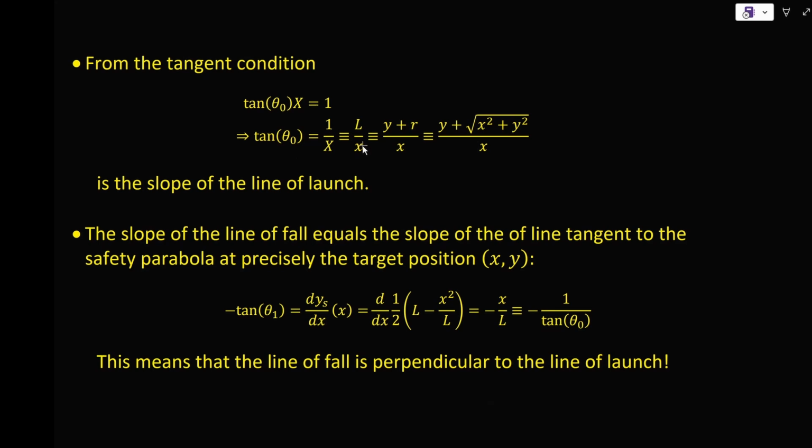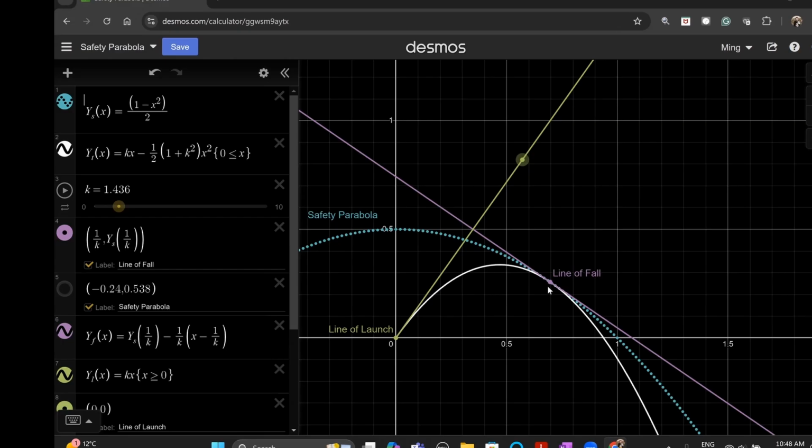Which is equivalent to L over little x, equivalent to y plus r over x, equivalent to y plus the square root of x squared plus y squared, over x. And this is the slope of the line of launch. To find the slope of the line of fall, let's take a look at our visualization once again. We see at the target position, the safety parabola and the trajectory share the same tangent line. So to find the slope of the line of fall, we can just take the derivative of the safety parabola and then evaluate it at the target position.